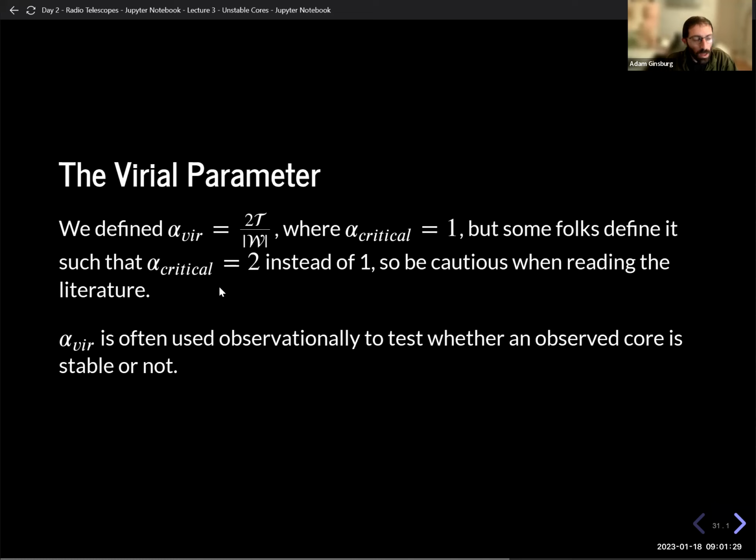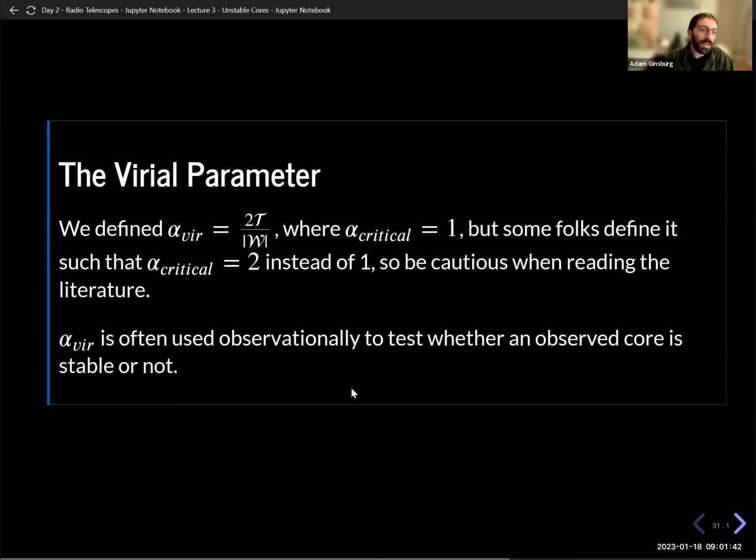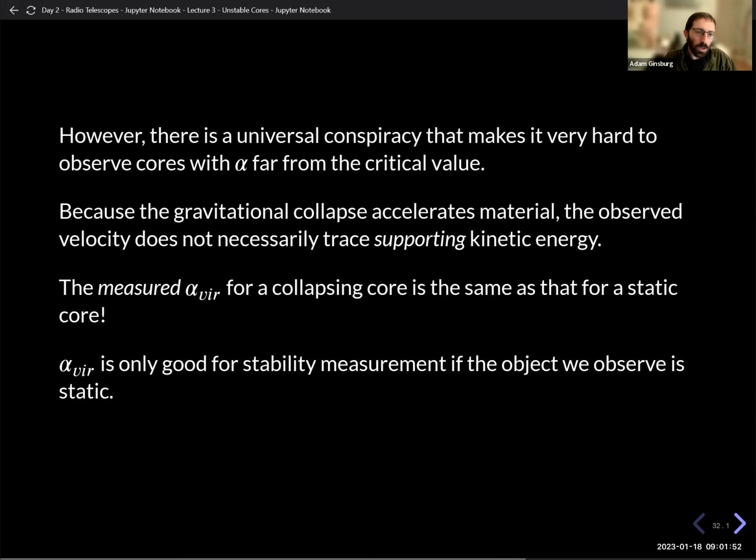The reason this is an interesting parameter, though, is that it's often used observationally to test whether a core is stable or not, which is kind of a coarse thing to do, but it's not bad. It's also often used in theory just as a starting point. You just decide how much energy you're going to start in a simulation versus how much gravity. So there's a problem. If we want to try to observe this, it's actually very hard to observe cores that have alpha that are far from 1.